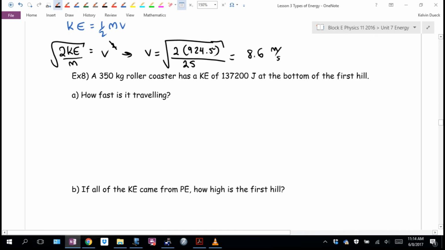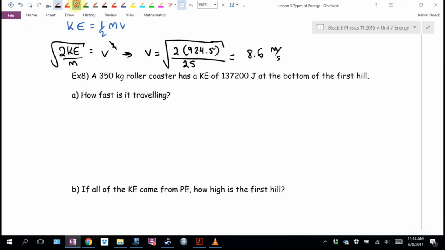I think I mentioned to you that energy is the physics of roller coasters. I'm nuts about roller coasters. So, a 350-kilogram roller coaster has a kinetic energy of 137,200 joules at the bottom of the first hill. Cool. Mike, how fast? Mike, what's A asking me to find?